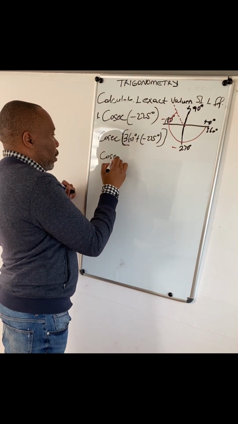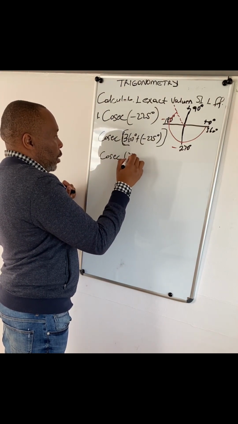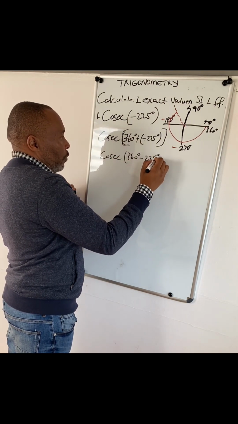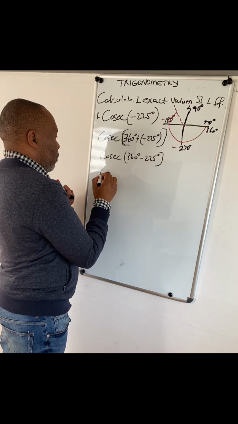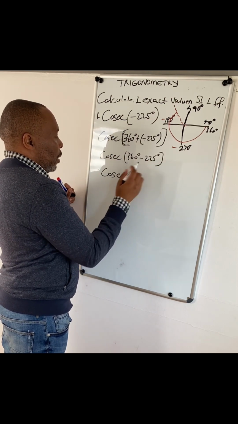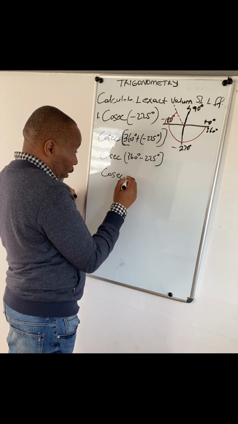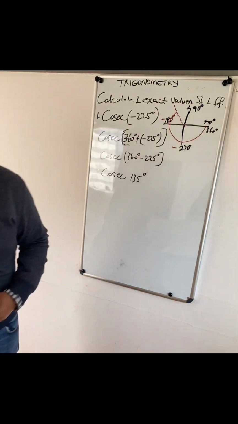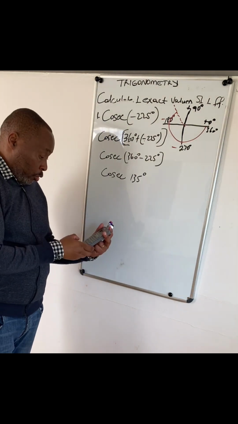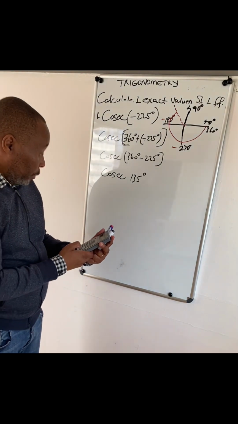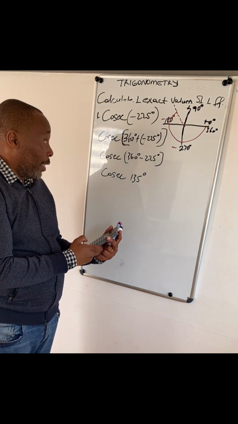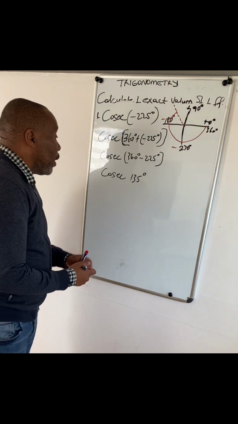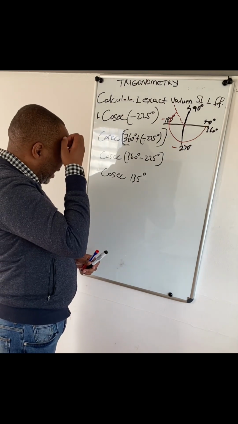It would be cosec of 360 degrees, positive, times negative 225 degrees. My maths tells me 360 minus 225 degrees is 135 degrees, but let me confirm that with a calculator because I'm allowed to use it. They didn't say I mustn't use it. Minus 225, I was correct. So it gives me cosec 135 degrees, right?